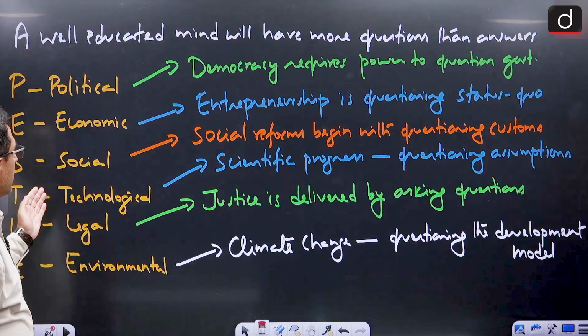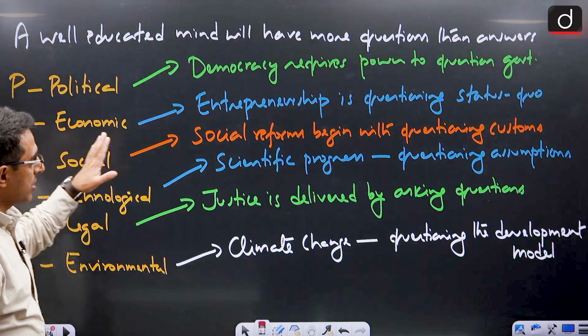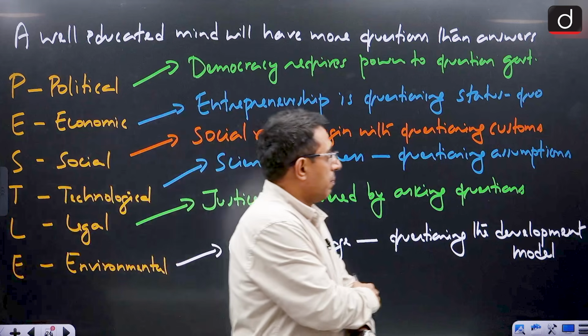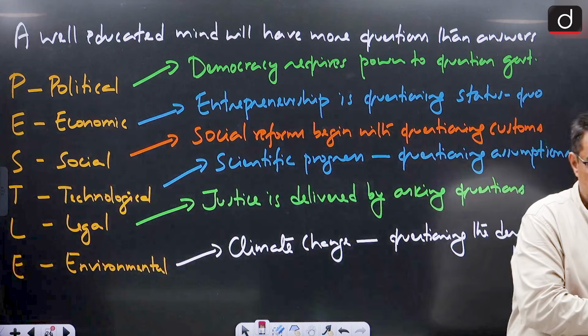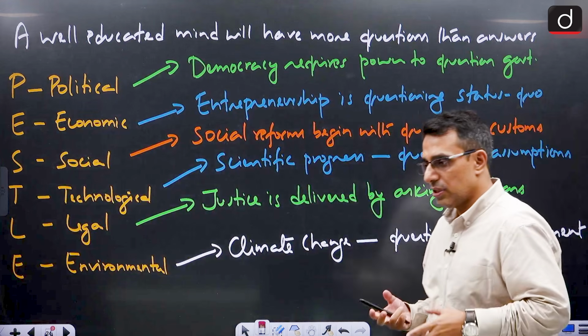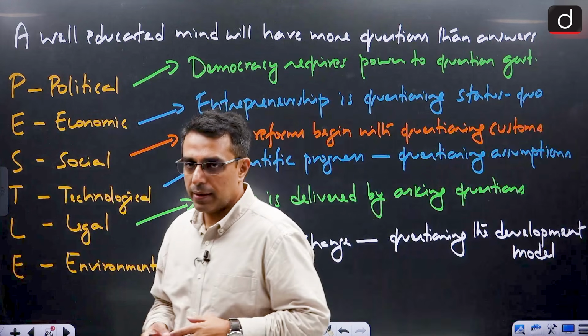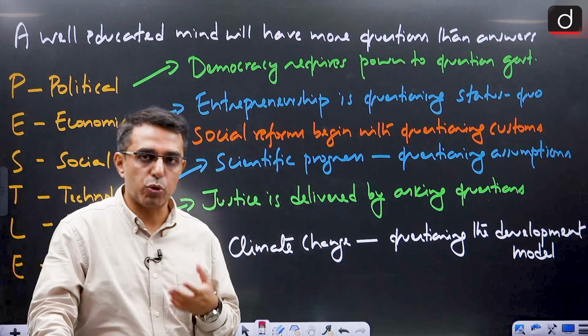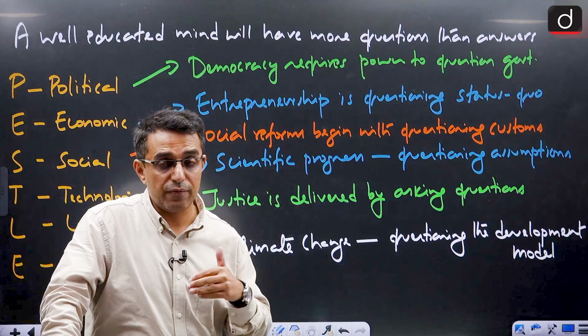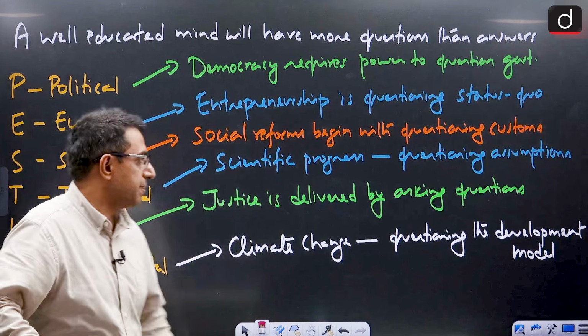Various dimensions we can explore here. Political dimension: democracy requires people to question the government, right? So democracy operates like that only. And the role of opposition is to question the government, right? So we have to ask the relevant questions.